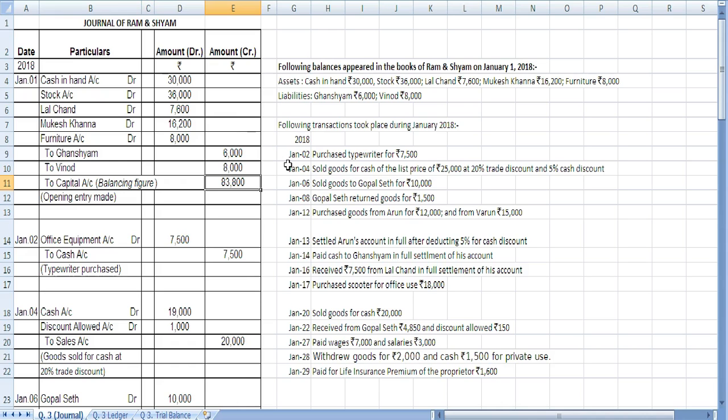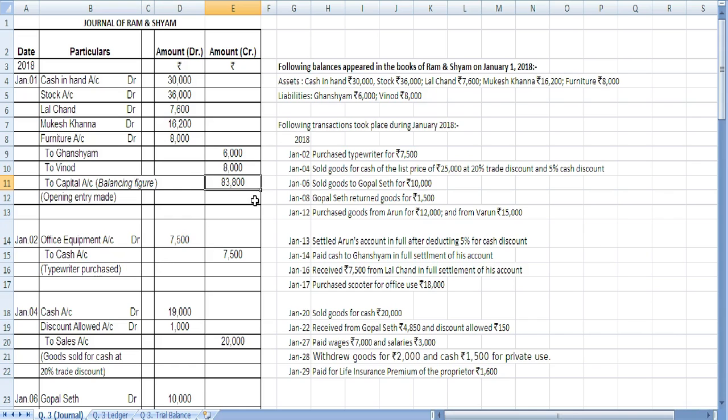Now let us come to the transactions. January 2, purchase typewriter 7,500. Now we know that typewriter is an office equipment, so it is coming in real account debit, and while purchasing office equipment typewriter, cash is going out. So both belong to the real account. What comes in has to be debited and what goes out, that is cash, has to be credited.